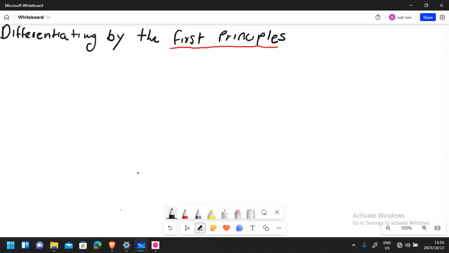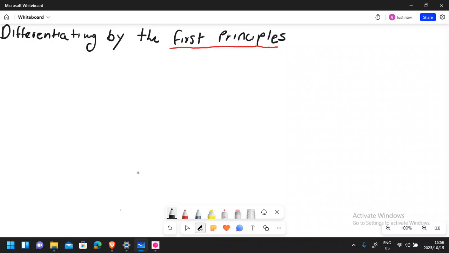And then we have what you call differentiation. So what exactly is differentiation? Differentiation is the process we use to differentiate, to find the derivative of the function. Now we have two different types of differentiation. We have differentiating by the first principle, and we have the standard differentiation. So we're going to start with differentiating by the first principle.